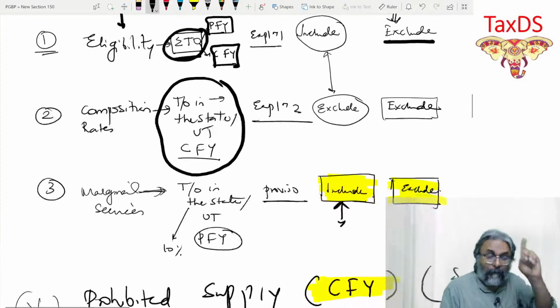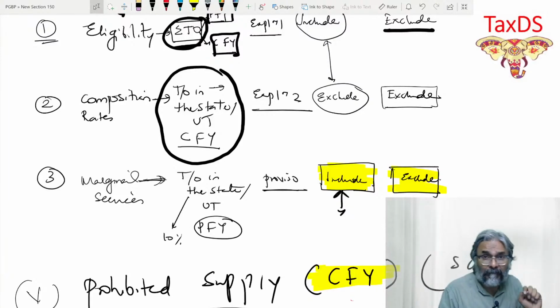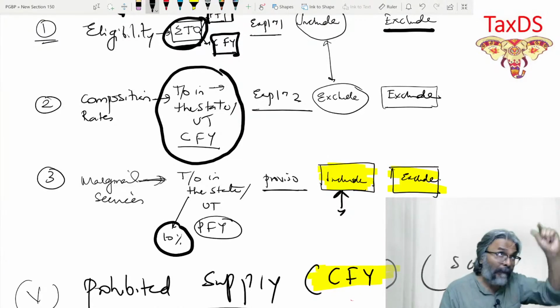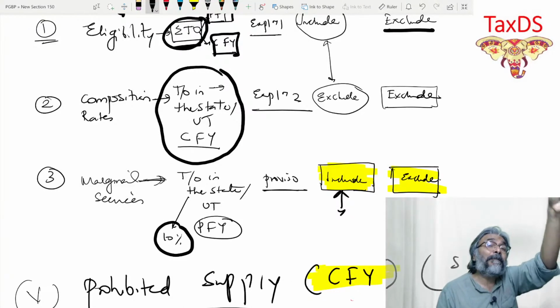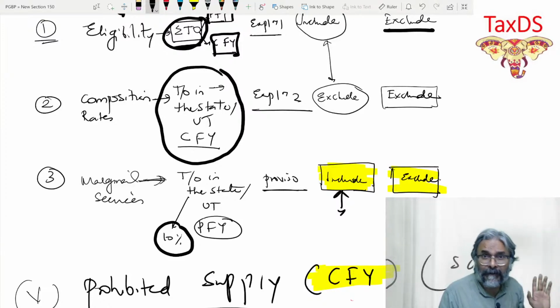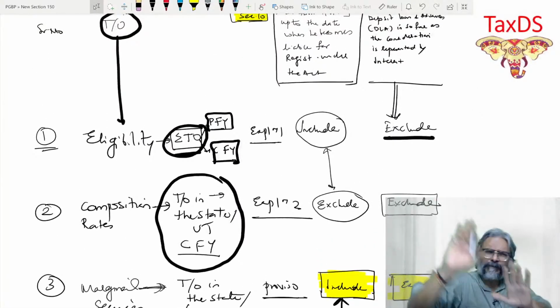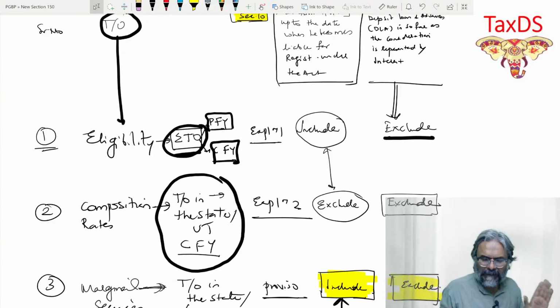Marginal services are allowed in Scheme 1 for the three categories of supply: manufacturer, restaurant, and the third one is a trader. So marginal services are allowed, and for marginal services also, 10% is the upper limit. 10% of what, friends? Turnover in the state or union territory. Now again, students, that turnover in the state or union territory will exclude what? The interest element. Everywhere interest is always excluded. That is point number 1.